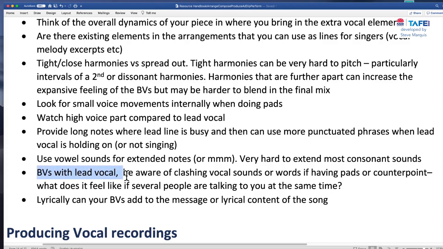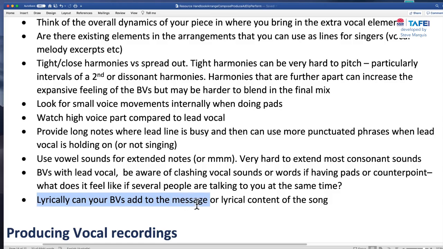So backing vocals with a lead vocal, be aware of clashing vocal sounds or words. If you've got pads or counterpoint, a good analogy here is, what does it feel like if you're in a room and 10 people are talking at the same time? It's chaos. So we want to be really aware of supporting a main vocal, or if we are writing in counterpoint, that where they're rhythmically meeting and working with the gaps in each other's phrasing is in a very complementary way, not in a conflicting way.